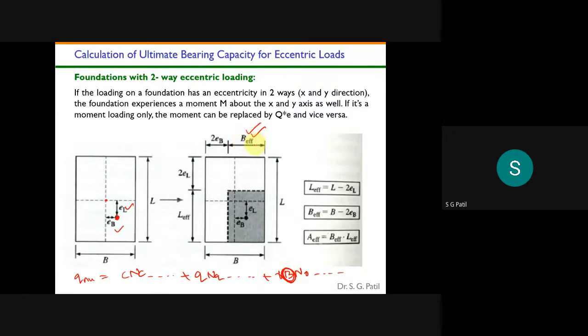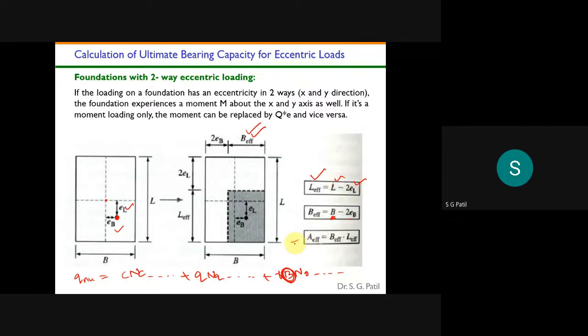That is B effective. What is this B effective? B effective is nothing but your total B minus 2 times whatever eccentricity is there in the breadth direction. So that you should take. As well as in the length direction also, you have to take the effective length. That means total length minus 2 times the eccentricity in the length direction.